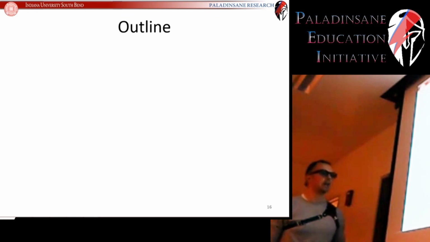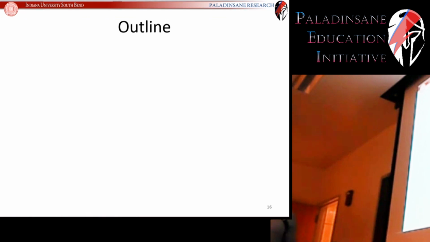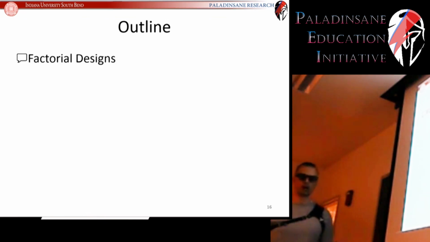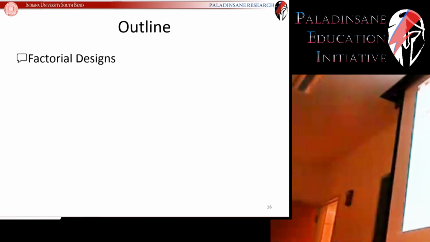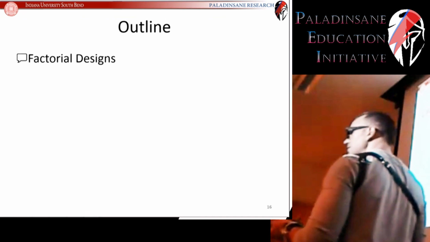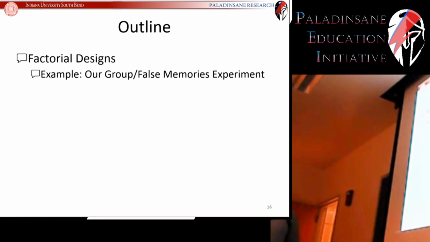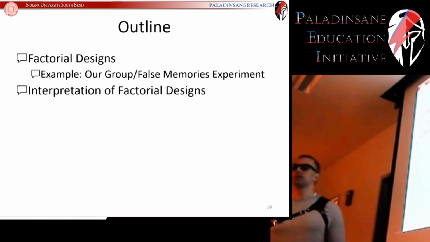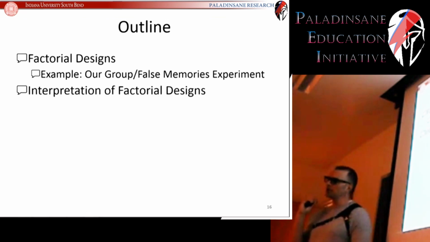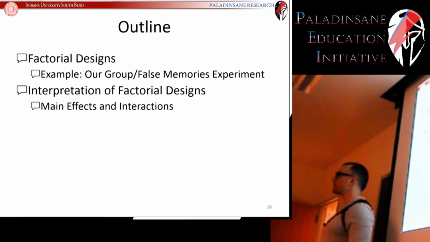That's what we're going to be looking at. Real psychology questions that used complex designs to answer those interesting questions. So we'll start off with a look at factorial designs. As an example, we'll take a look at our study, which is a factorial design. We'll importantly take a look at how you interpret a factorial design. So we'll take a look at main effects and interactions.